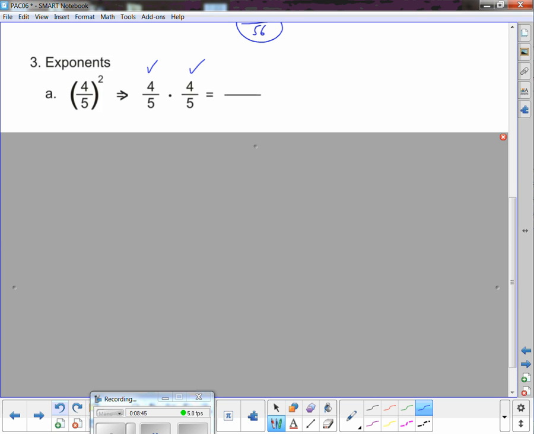Okay. So piece of cake. Top times top gives you. Bottom times bottom gives you. Ooh, I'm shaking in my boots. Piece of cake. 16/25. We're rolling on. Okay, nothing hard there.